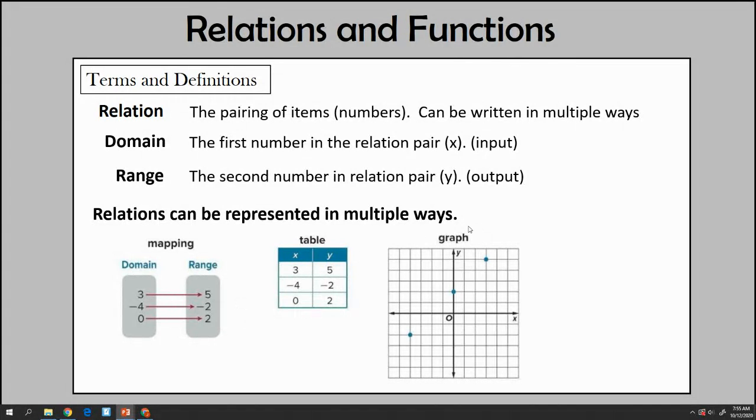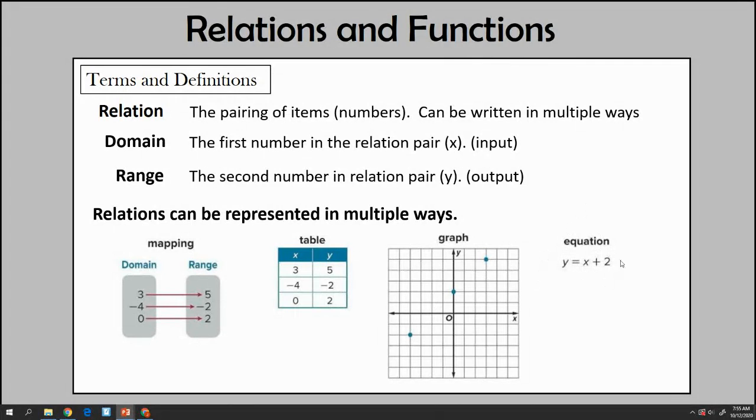We could do it as a graph. Remember that a graph is made up of points, and these points are ordered pairs. So this ordered pair is represented by -5, -2. This ordered pair is 0, 2. This ordered pair would be 3, 5. So those ordered pairs are the relation numbers we would look at.